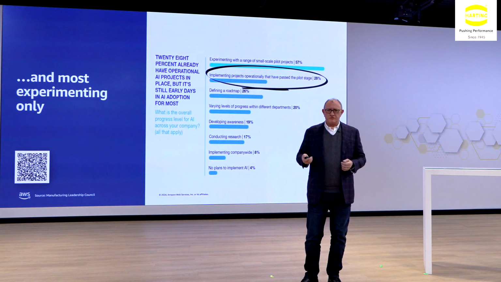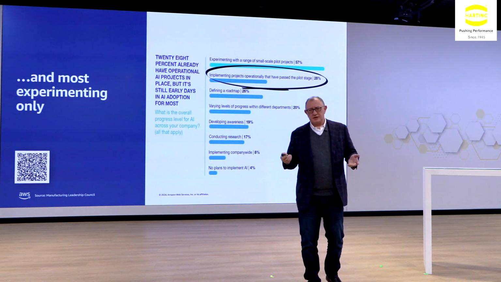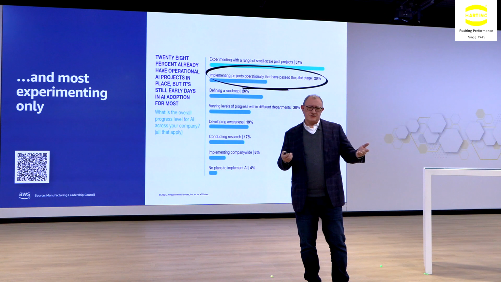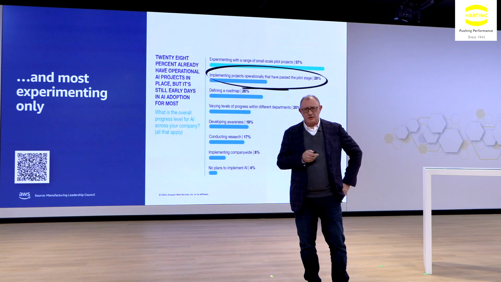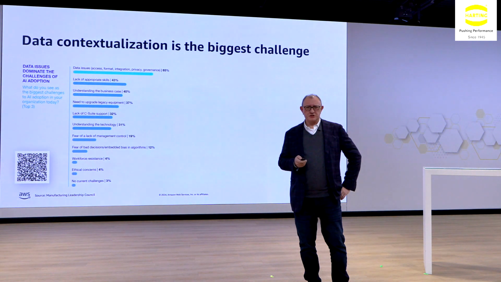Let's look at some other information. Here is another survey question they asked, and they said that most of them are experimenting. We only have like a quarter of the companies actually having AI productionalized. So still lots of opportunity for traditional machine learning.